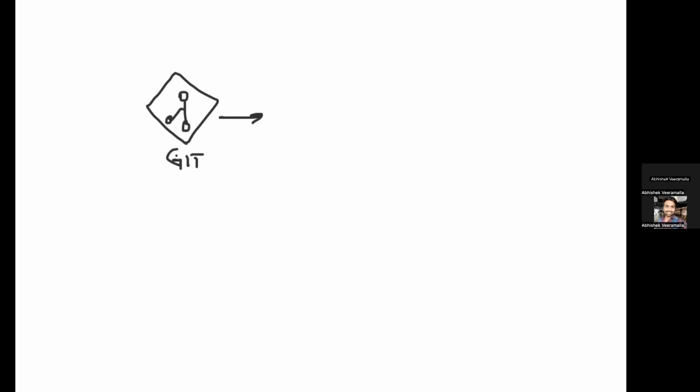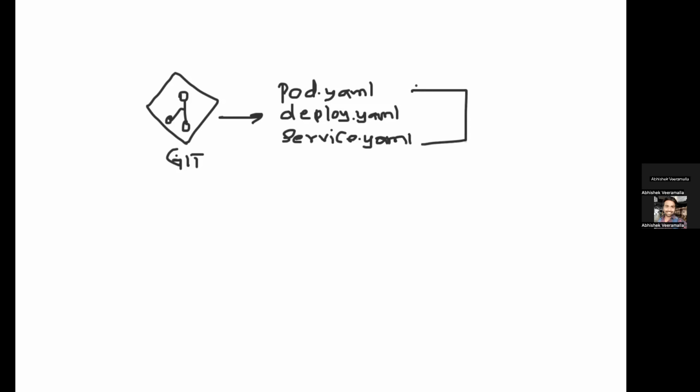manifest. What are application manifests? They are nothing but your Kubernetes pod.yaml or deployment.yaml, service.yaml, for example. So these are the application YAML manifests that you have in your Git repository. Now, why do you need to put these things in your Git repository?